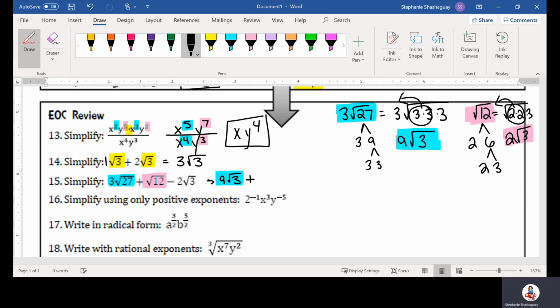So I now will have plus 2 square root 3. And this minus 2 square root 3 cannot be simplified any further. So now I just have to combine my like terms. Well, 9 square root of 3 plus 2 square root of 3 minus 2 square root of 3 is just going to equal 9 square root of 3.